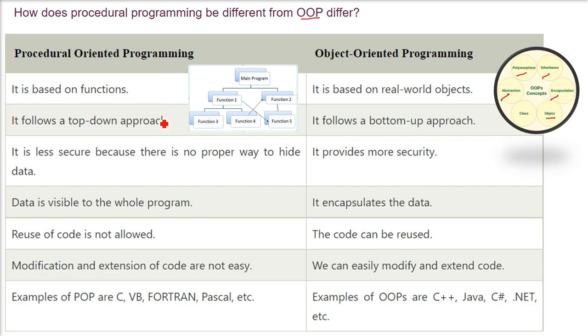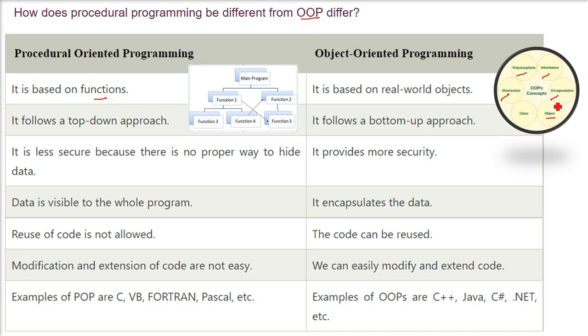The procedural or functional programming is all about functions. So we have a main program and it calls different functions, and those functions in turn call more functions. So it is all about functions. Procedural-oriented programming is based on functions.